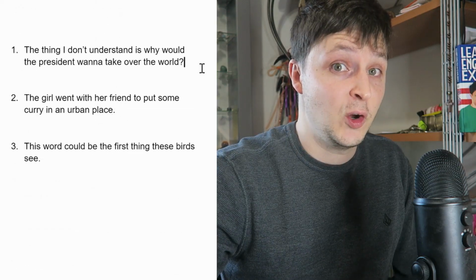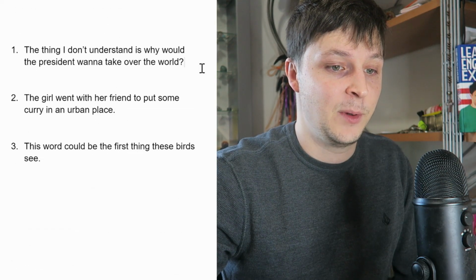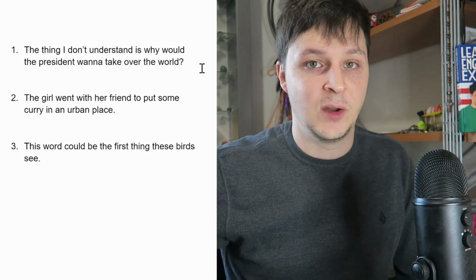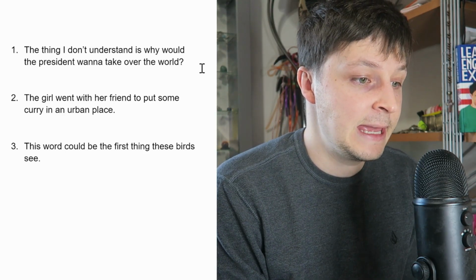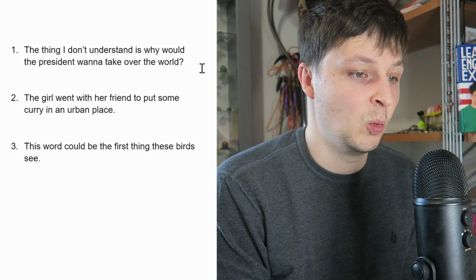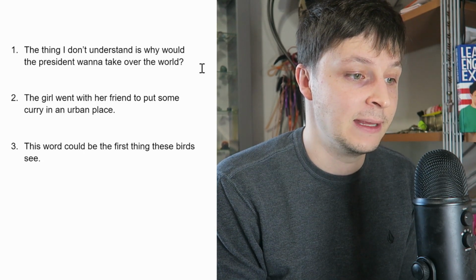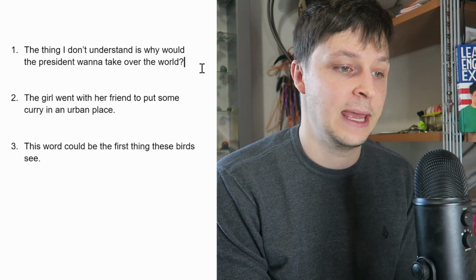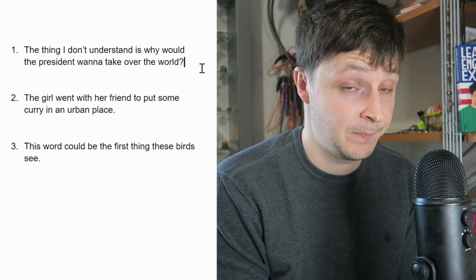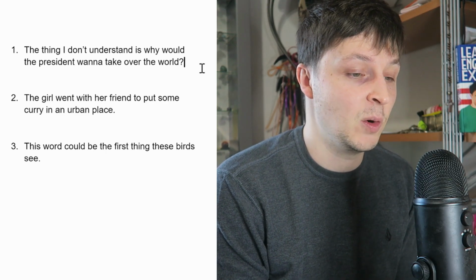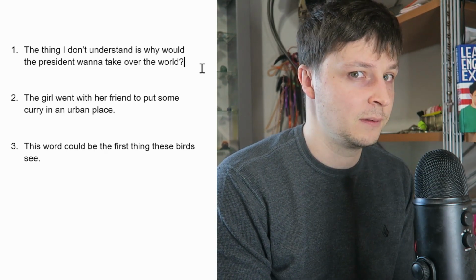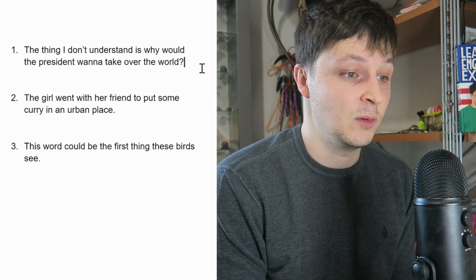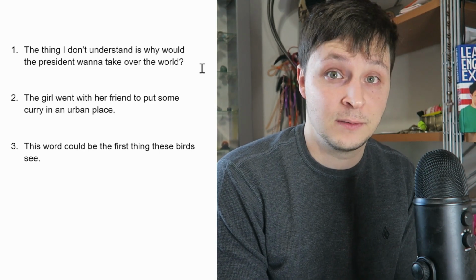So now let's go back to these sentences, and I'm going to read them slowly and then quickly, starting with number 1. The thing I don't understand is why would the president want to take over the world? The thing I don't understand is why would the president want to take over the world?